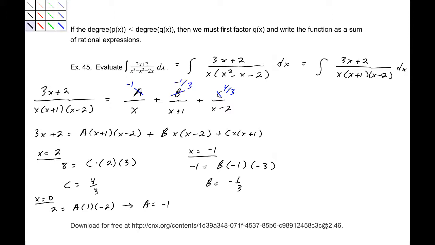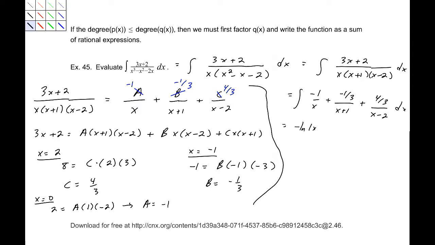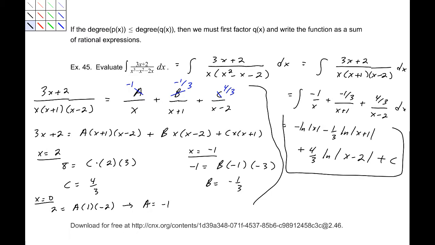Alright, now, I'm using this algebra. Most of this work is algebra. And this means this is my integral: negative 1 over x plus, I'm going to go ahead and write negative 1/3 here, over x plus 1 plus 4/3 over x minus 2 dx. And the integral here, it's all scratch work. This integral is negative natural log absolute value of x minus 1/3 natural log absolute value of x plus 1 plus 4/3 natural log absolute value of x minus 2 plus c.